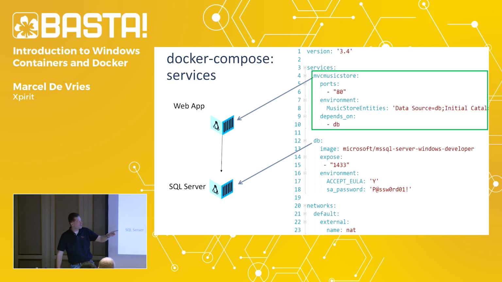And the database is a Microsoft SQL Server Windows developer edition that I can connect to. And the fun thing is that I can now specify the database name as the name of the service. So DB will become the name of the service on the network, port 1433, and that's the way I could connect to it. Then you see I have a very secure password, but it's not about security in this talk.